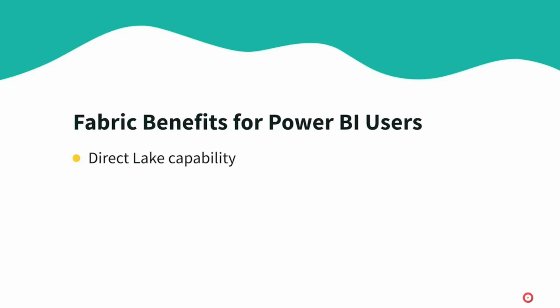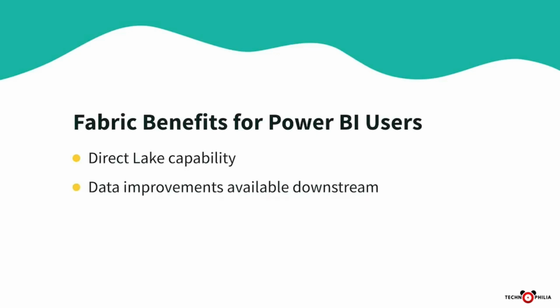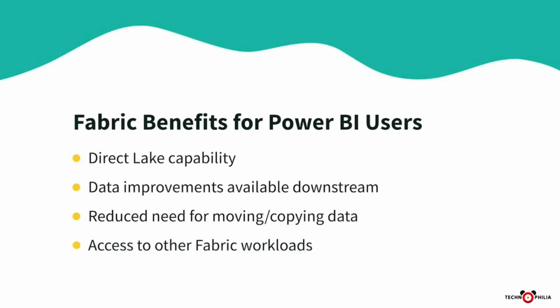And when data scientists and engineers improve the data that you're using, for example, by adding new columns of data, you'll be able to use these new columns without needing to connect to a different data source or even reconnect to the data source you're already using. Data improvements made by others are available to you as a user downstream. This means there's a lot less need for moving and copying data. But if you have Power BI Premium, you also have access to other Fabric capabilities.